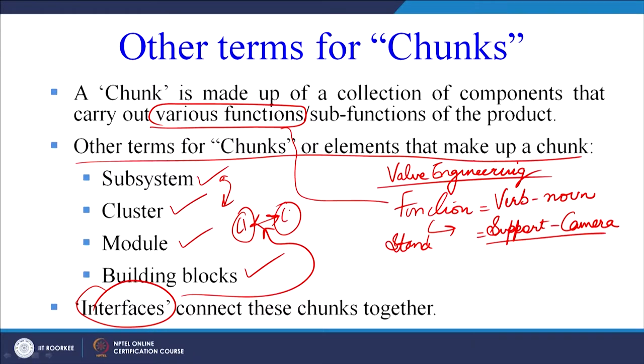So, these are interrelated. Suppose we can say this is cluster C1, cluster C2, and interfaces connect these clusters or chunks together. Each and every chunk will perform some defined function, and each of these will combine together to give us a complete system. Now, a system can be an equipment, a machine, or a product. So, we will see an example or two to understand what the chunks are and how these chunks combine together to give us a product or a machine. A machine can also be a product.